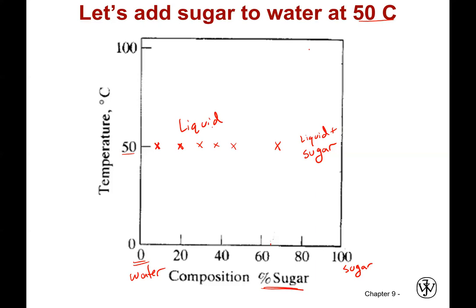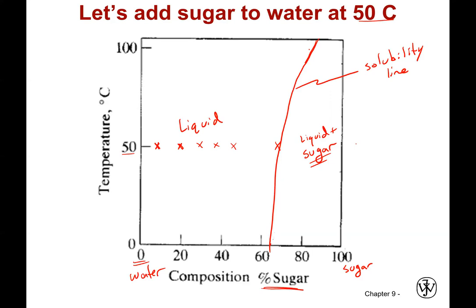All right, so I could do that at multiple temperatures, and if I did, I'd find that I get a curve that looks maybe something like this, where as a function of temperature, I'm separating the liquid and the liquid plus sugar regions. So this is referred to as my solubility line, which shows me the maximum amount of sugar I can get into the liquid before I start to precipitate out the sugar.